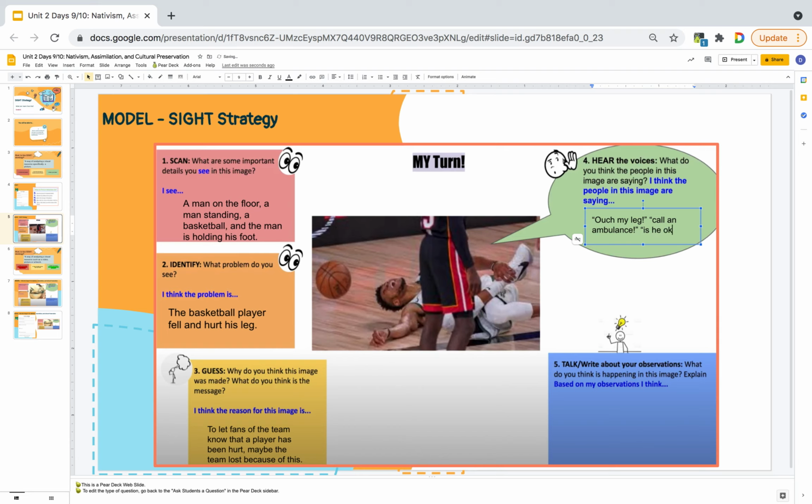Is he okay? And of course, you can have many other things that maybe the people around them or these two gentlemen in the picture are saying.